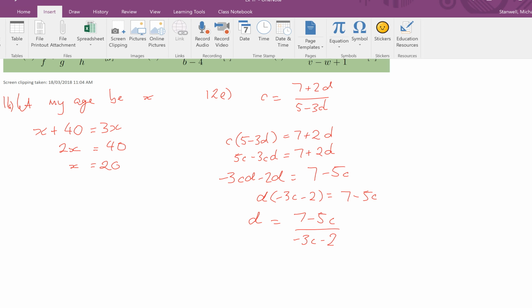Okay, I hope that's helpful. Certainly harder questions. It's good to be able to do these manipulations with fractions. Okay, that's for linear equations. We'll be up for quadratic soon, I think.